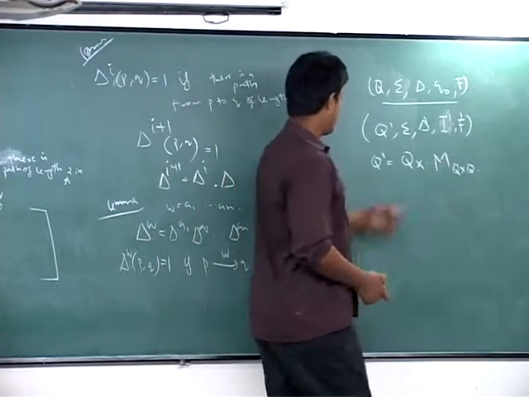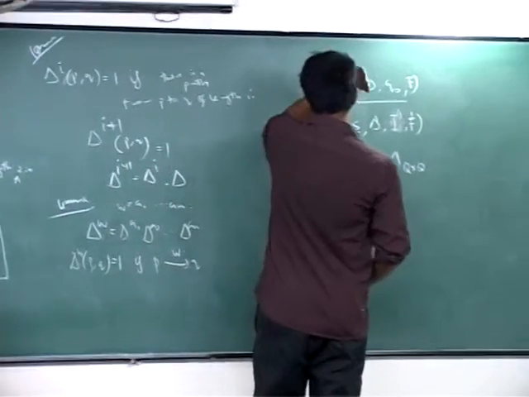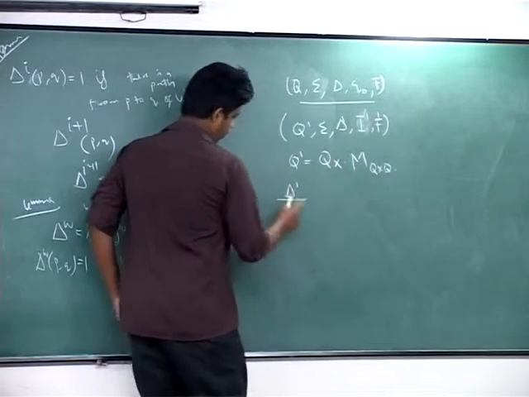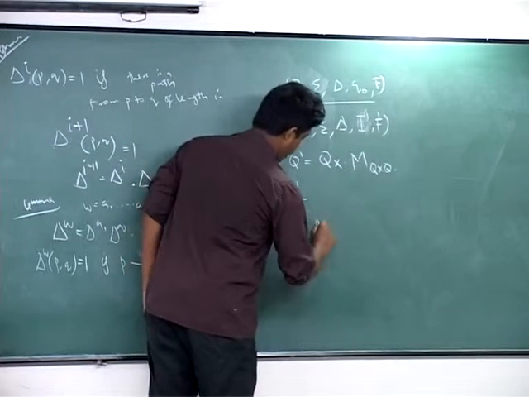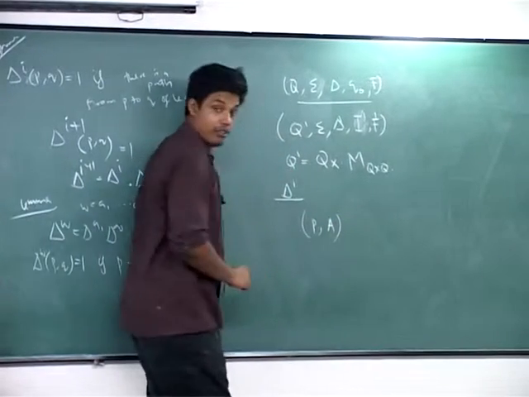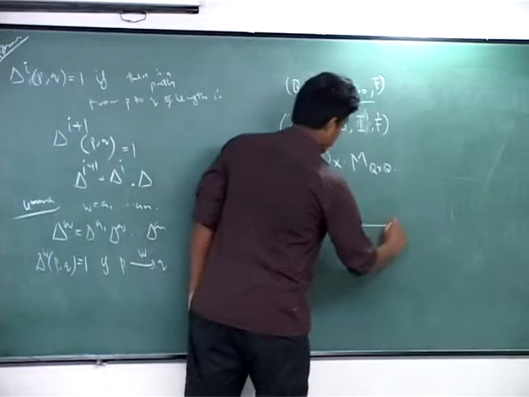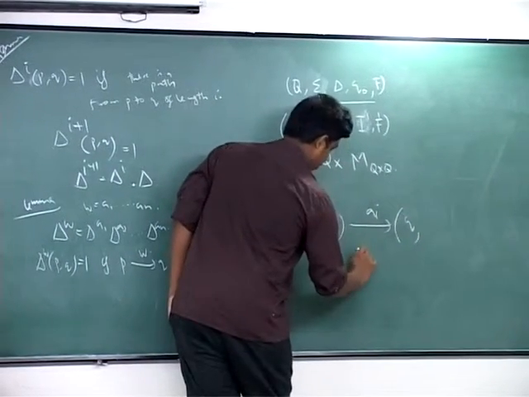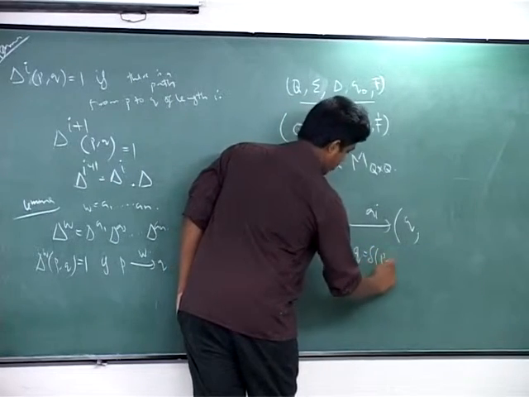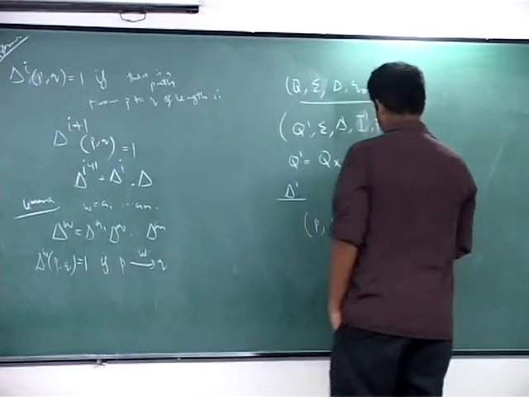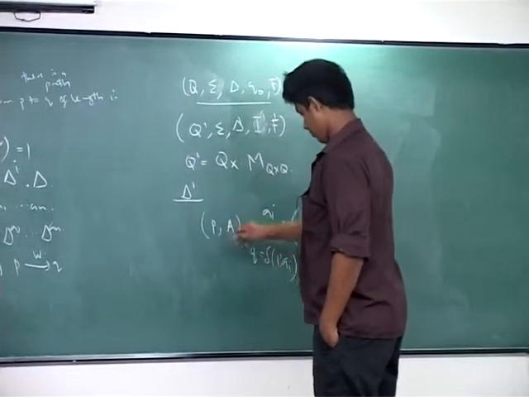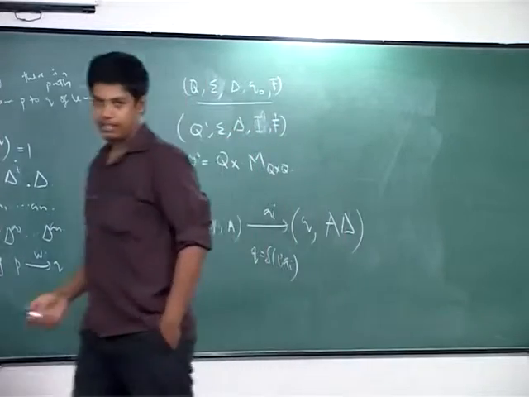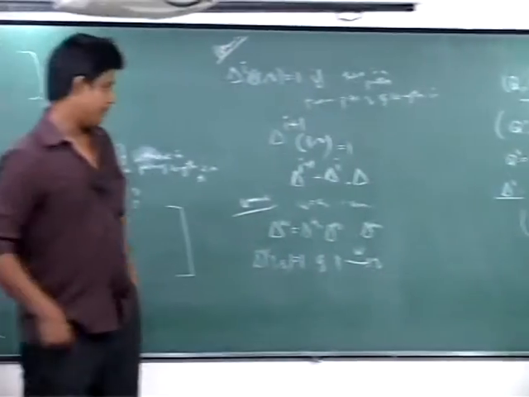Now, what is my delta'? On (p, a), on a_i, it goes to q, such that q is equal to delta of (p, a_i). More importantly, what do I do with the a? I just multiply it with delta.